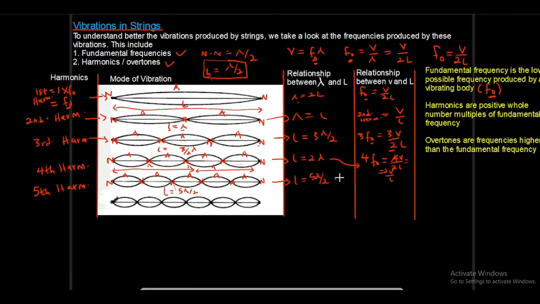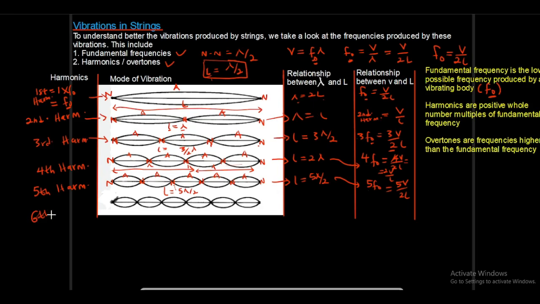Now for the fifth harmonic, our equation now will be 5f naught. All right, this is fifth harmonic, so our whole number will be 5. Just like we said, harmonics are positive whole number multiples of the fundamental frequency. So we are going to have 5 f naught. Now don't forget, for a string, f naught is v over 2L. So we're going to have 5 times v over 2L, which is 5v over 2L. So this is for the fifth harmonic for a string.